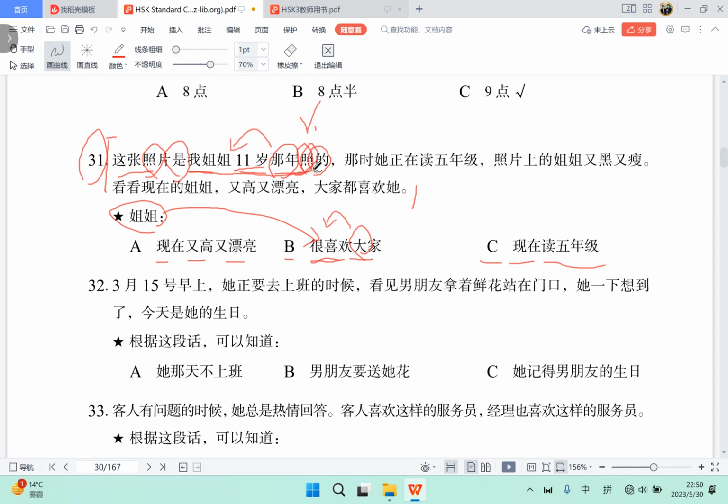So when was this photo taken? When was this photo taken? 好，那时, that moment, 她正在读5年级。At that moment she was in the 5th grade. 照片上的姐姐又黑又瘦。So the sister in the photo is 又黑又瘦, both dark-skinned and slim, thin.